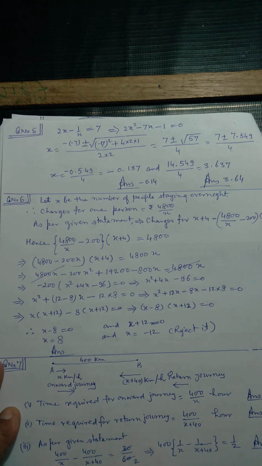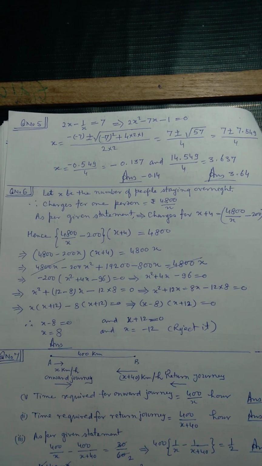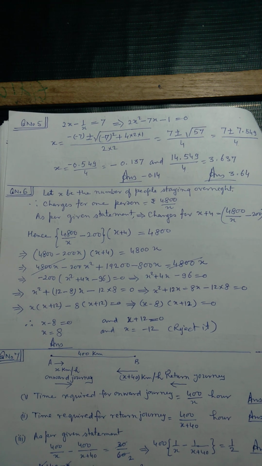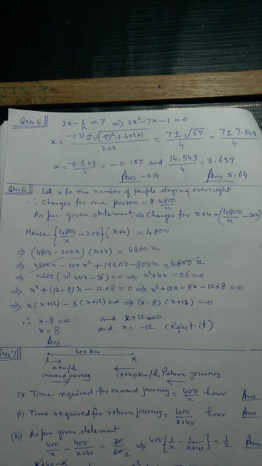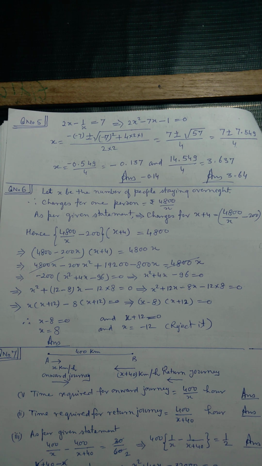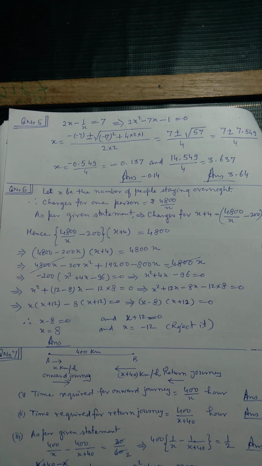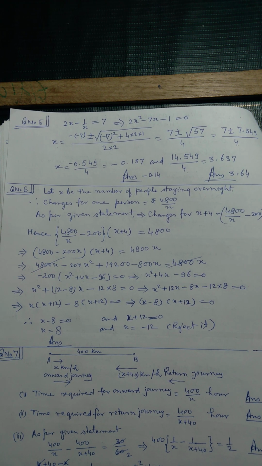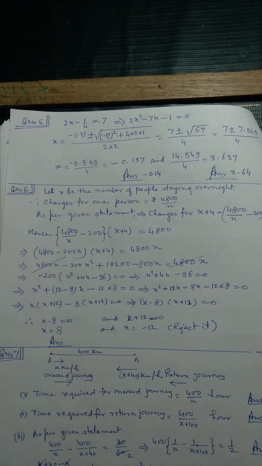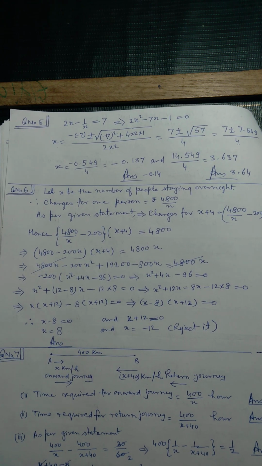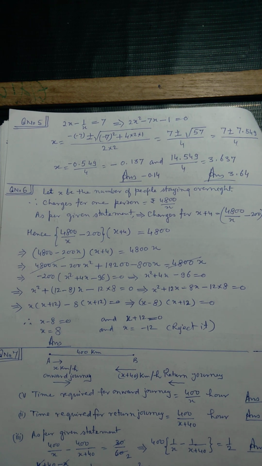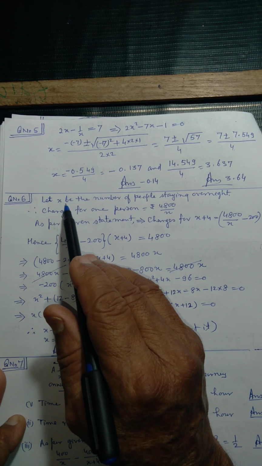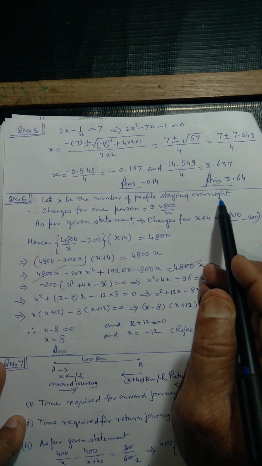Now question number 6, which states like this: the bill for a number of people for an overnight stay is rupees 4,800. If there were 4 more, the bill each person had to pay would have reduced by 200 rupees. Find the number of people staying overnight. This question can be solved like this. Question number 6. Here you see, let x be the number of people staying overnight.